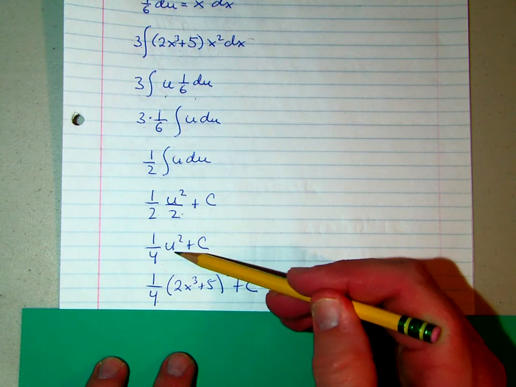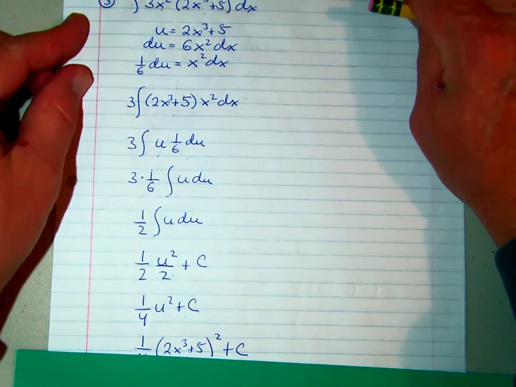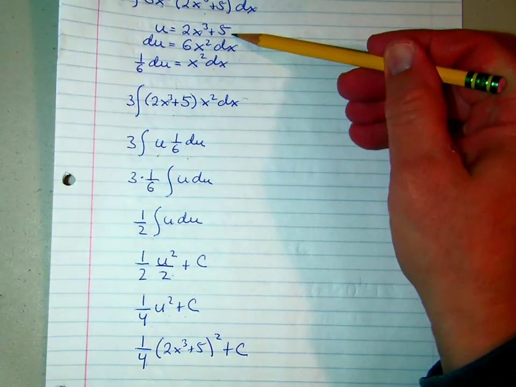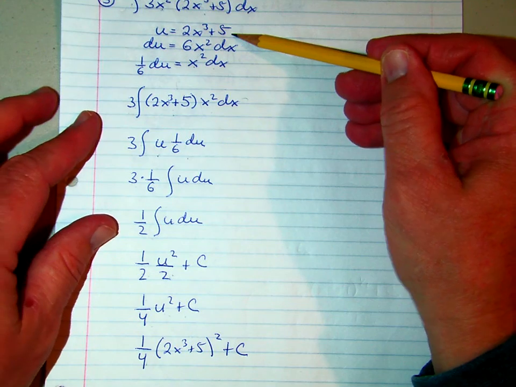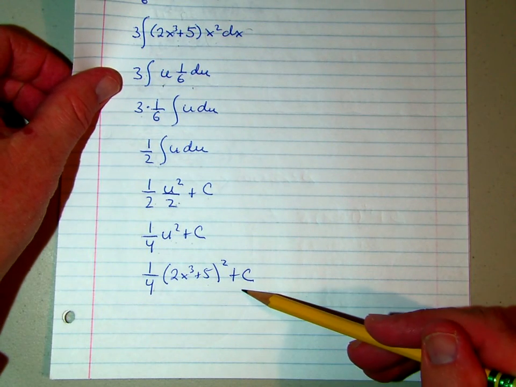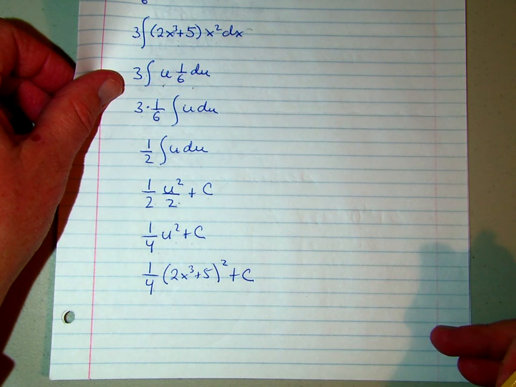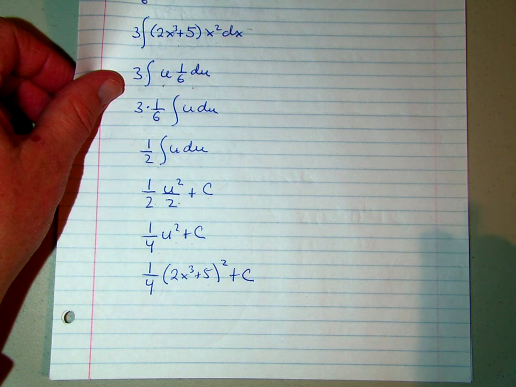So we have the 1/4 u, off the screen a little bit here. That was my 2x to the third plus 5. That gets squared, and then plus c. And another common way you would see this is the whole thing over 4, or you could leave it like that. Either one is fine.